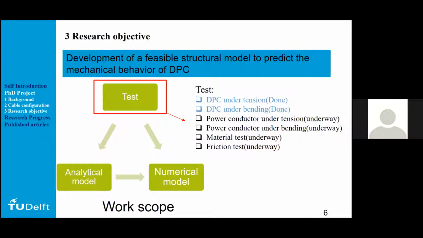The tests include power cables under tension and power cables under bending. These 2 parts have already been done. We also need to do some tests with regard to the power conductors under bending and under tension. Except that, we also need to do some material tests, because the plasticity and elasticity information of the materials are necessary if we want to build a numerical model. And at last, the friction test is necessary if we want to obtain the friction coefficient within the cable.